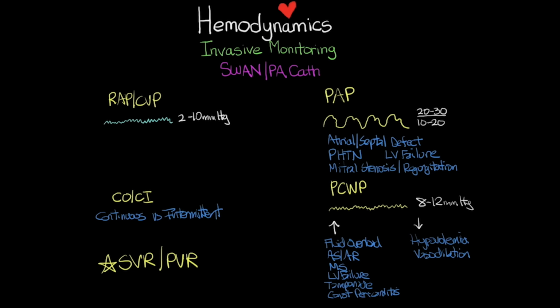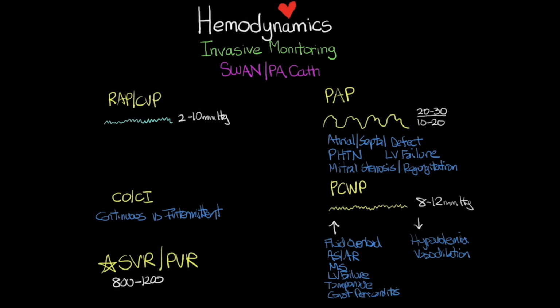But with your SVR, you're looking for a number between 800 and 1200. If it's below 800, this is telling you that your vessels are very dilated and you have very low resistance, and usually in these cases, you're also going to have a low blood pressure. As opposed to if you are greater than 1200, this is telling you that those vessels are very clamped down, so you have greater resistance. Typically you're going to find a greater blood pressure, but this is also creating greater force for the heart to beat against, which may impact your cardiac output.